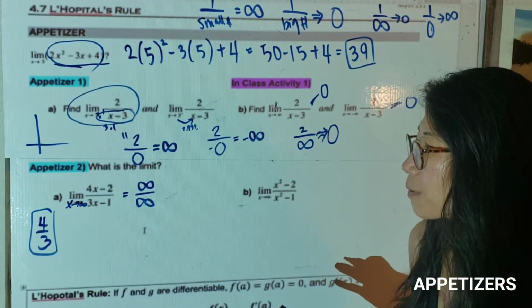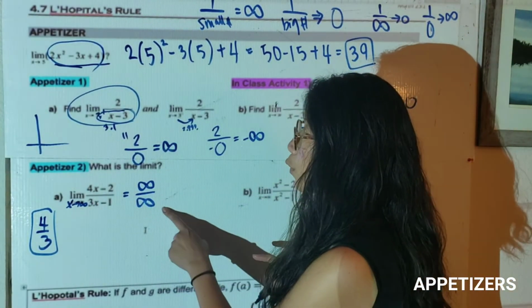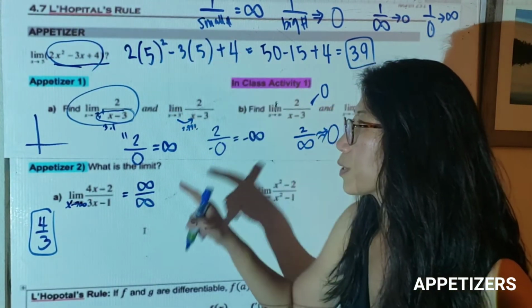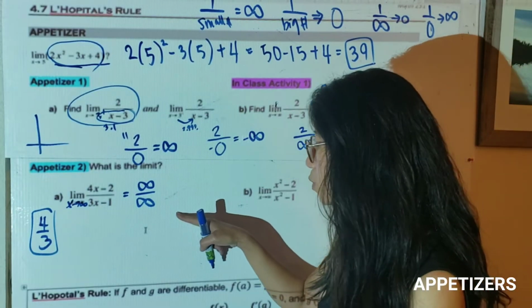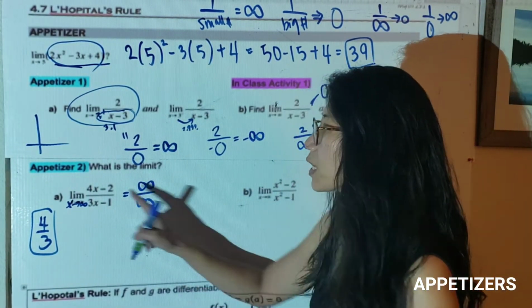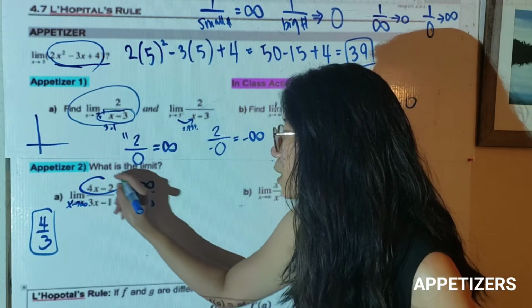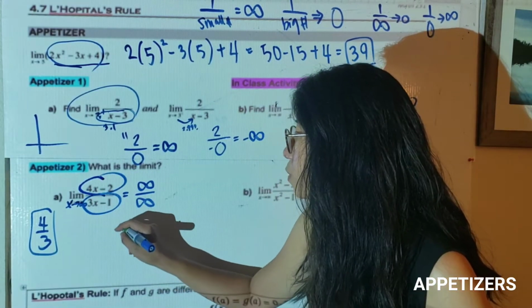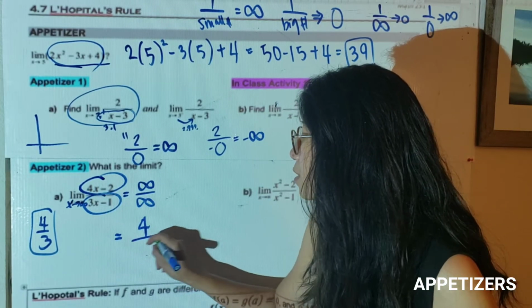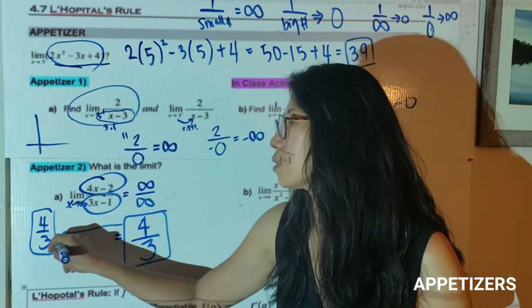But this time, if it turns out to be infinity over infinity, then we can apply L'Hopital's rule. What is L'Hopital's rule? If your function is going to be infinity over infinity or 0 over 0, then you can take a derivative. So I'm going to take the derivative of each. If I take the derivative of the top, that becomes 4, and the bottom 3. Bam! Do you see the answer?